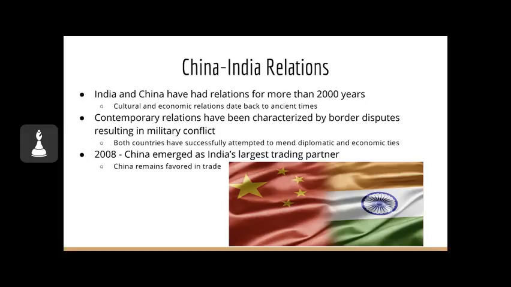The modern relationship had been characterized by border disputes which resulted in military conflicts during the 1960s up until the 1980s. By the late 80s, both countries were able to mend diplomatic and economic ties and had attempted to resolve any military issues. In 2008, China emerged as India's largest trading partner. However, India faces a massive trade imbalance heavily in favor of China, and the two countries have continued to have issues over border disputes.